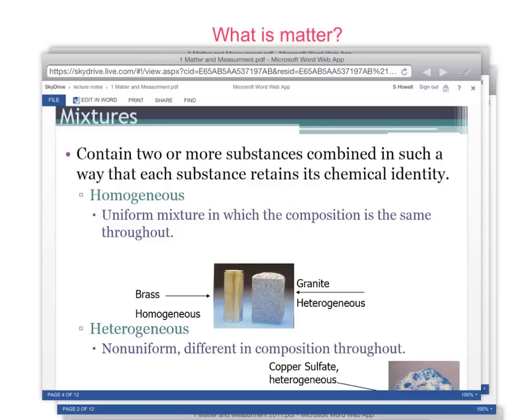Okay, so here's a review about mixtures. Remember that you have two kinds of mixtures, homogeneous and heterogeneous. Homogeneous is uniform throughout, like brass, and heterogeneous is like granite. It's not uniform throughout. So this is where we also could talk about our iron, sand, and salt mixture, which is heterogeneous. Remember, homogeneous has to be the same throughout.